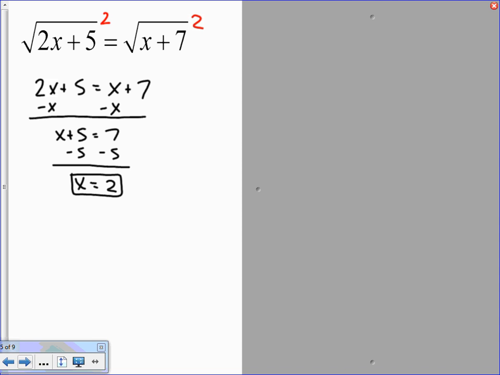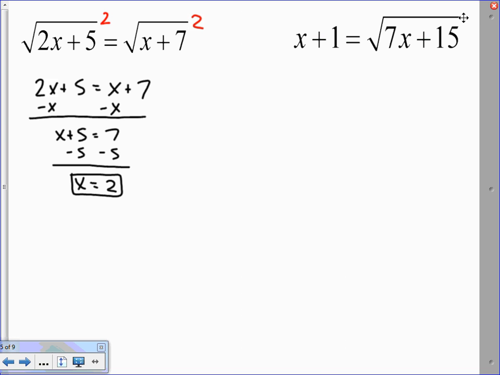On the left, 2 times 2 is 4, plus 5 is 9, so the square root of 9 is 3. On the right side, 2 plus 7 is 9, square root of 9 is 3. It works out. Cool. Okay, so just because it has 2 radicals doesn't mean it's extremely hard. It actually might be easier than the other one.